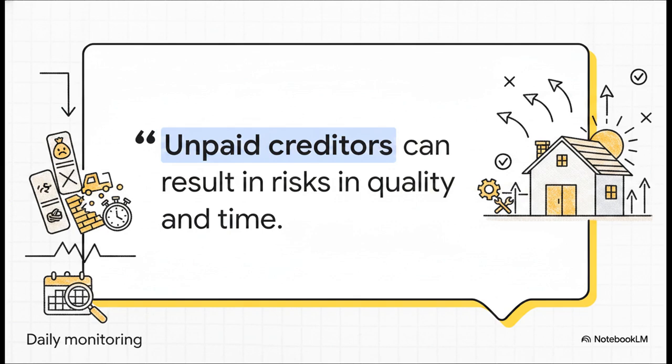If your cash flow monitoring fails and you can't pay your suppliers, well, they stop delivering. When materials stop arriving, your timeline blows out. And when crews are rushed or forced to use subpar alternative materials because the primary supplier cut you off, quality absolutely plummets. Daily monitoring of those creditor payments is what ensures this fatal scenario never happens.